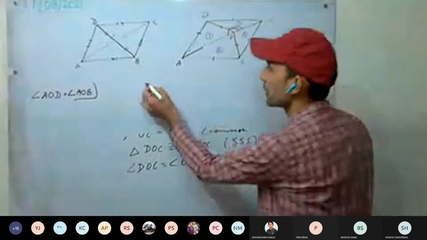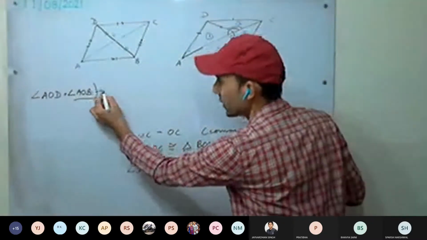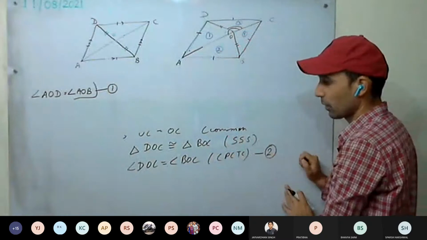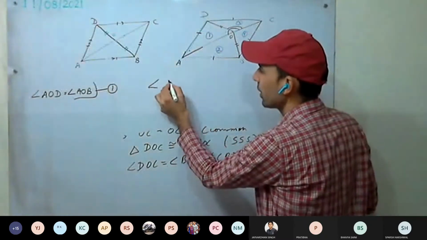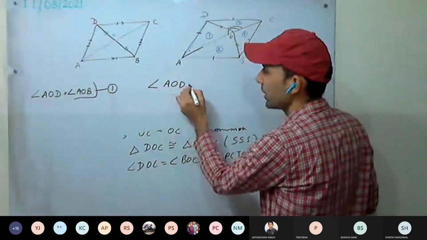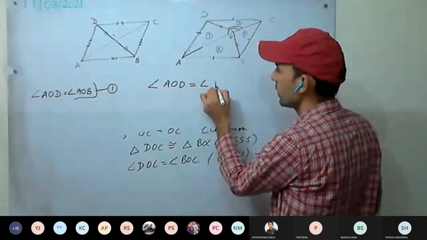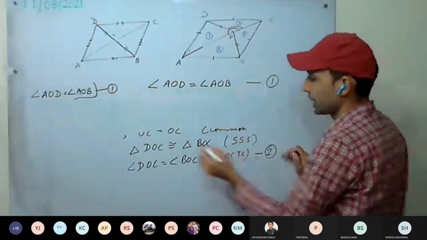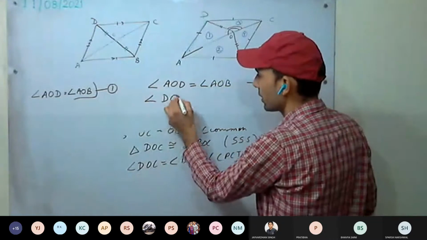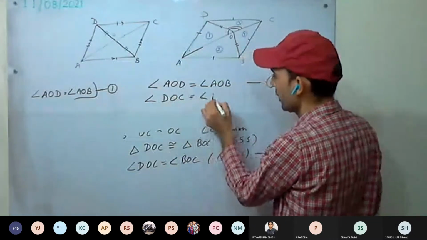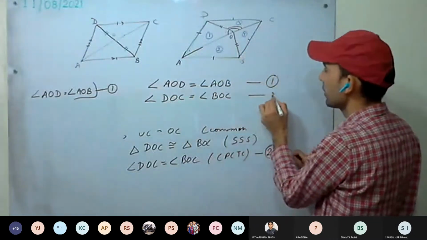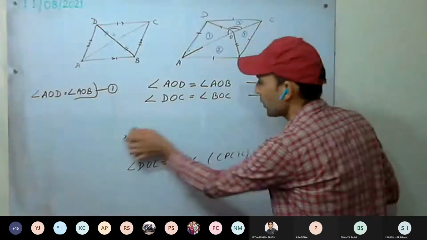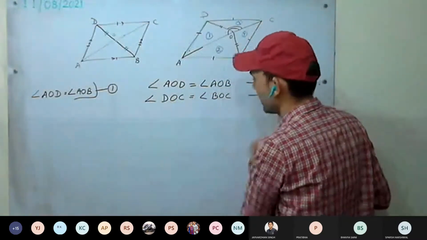So till now we have proved: write this as first and this as second. We have angle AOD equal to angle AOB. This is our first. Second, angle DOC equal to angle BOC. This is our second. Now we'll use them.